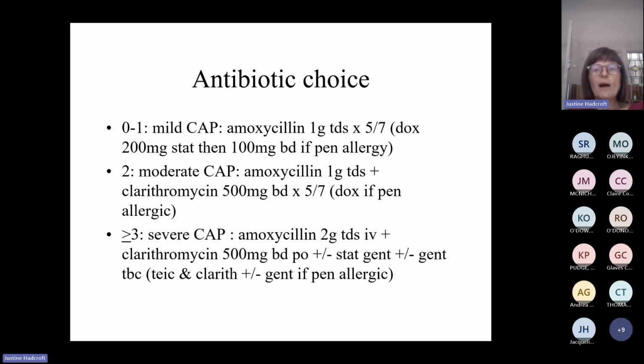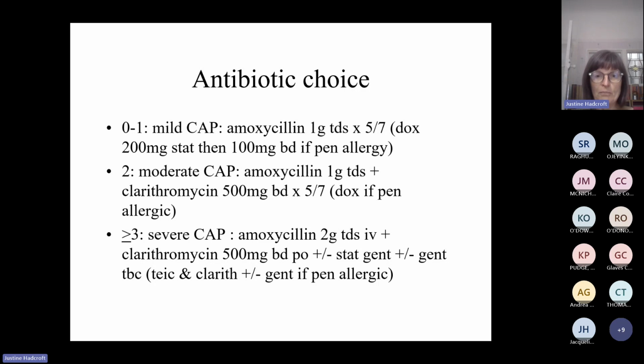Thank you. If a patient's penicillin allergic, then the alternative there is doxycycline. So they get 200 milligrams stat and then 100 milligrams twice a day. If you've got a CURB score of 2 CAP, your mortality is between 9 and 14 or thereabouts percent. So that's moderate CAP. The BTS says these patients could be treated at home or in the hospital, and they suggest if they're treated at home, maybe that should be under direct supervision of a hospital team. So I think they are perfect for pneumonia virtual wards.